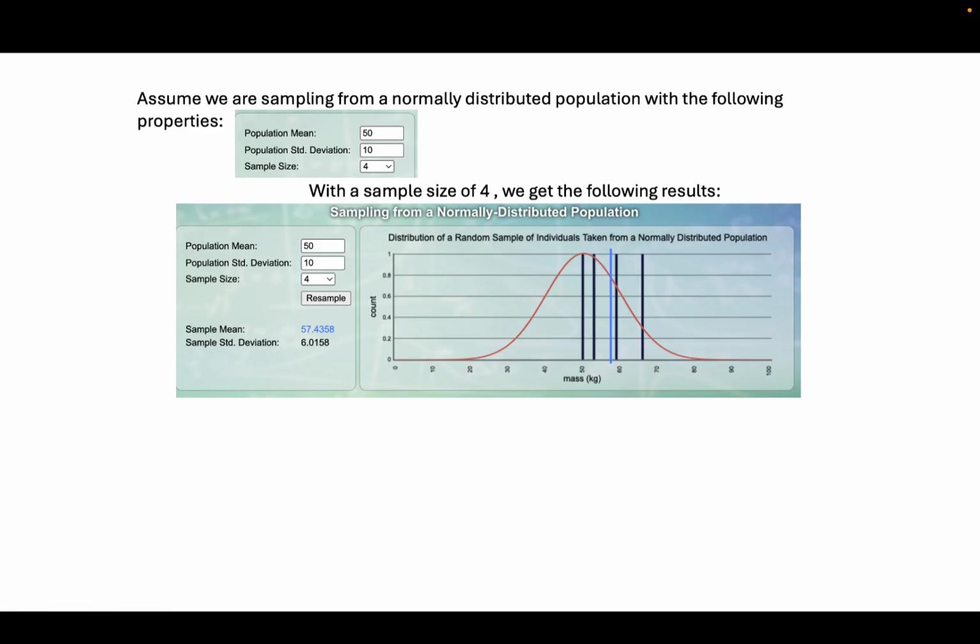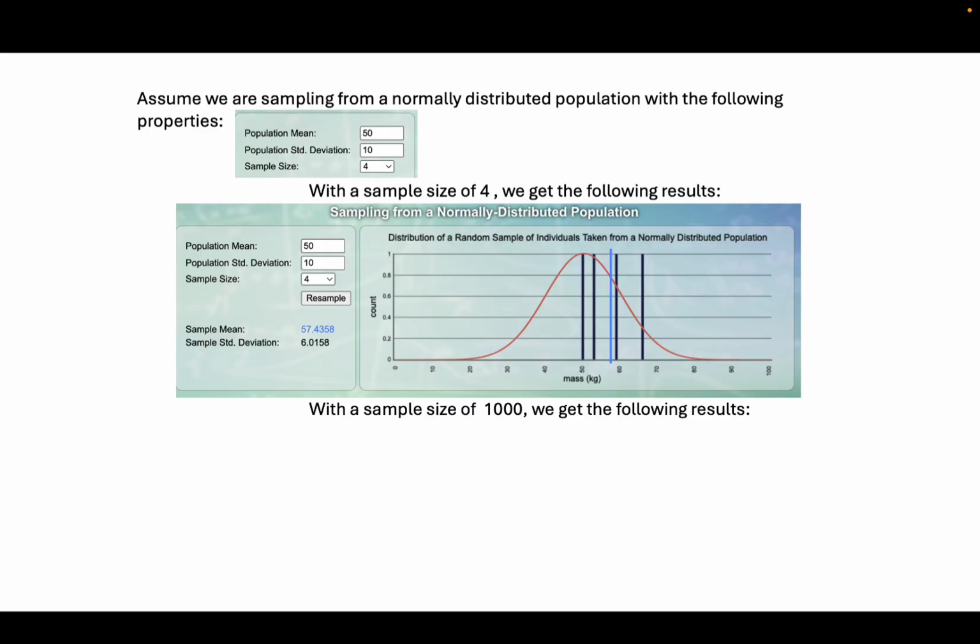So the red curve is actually what we would expect if we were to take a very large sample size, as we'll see later on. But with the person taking 4 samples, you get a mean of 57.4 and a deviation of 6, and this is not equal to the actual mean and standard deviation of 50 and 10. As you can see, this light blue line, which should have been in the middle at the peak of this red curve, is shifted to the right, and this is why we need to take large samples.